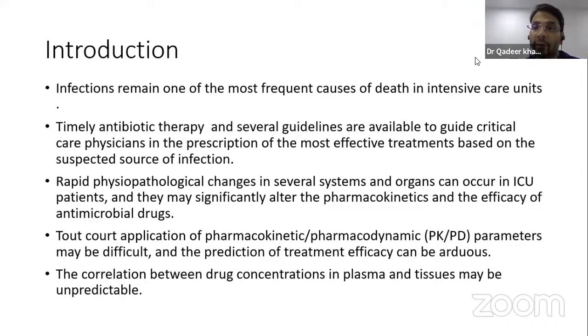The application of pharmacokinetic and pharmacodynamic parameters may be difficult, and the prediction of treatment efficacy can be difficult at times because of the physiological changes in critically ill patients. The correlation between the drug concentration in plasma and tissues is unpredictable because patients with infections may be in sepsis, may have circulatory changes, and will have renal changes like augmented renal clearance, which increases the excretion of antibiotics, and changes in the volume of distribution of drugs. All these factors play an important role between the concentration of drugs in the plasma and at the tissue level. So this difference in tissue and plasma concentration makes it important to know which antibiotic has better tissue penetration for the suspected source of infection we are treating in a patient.